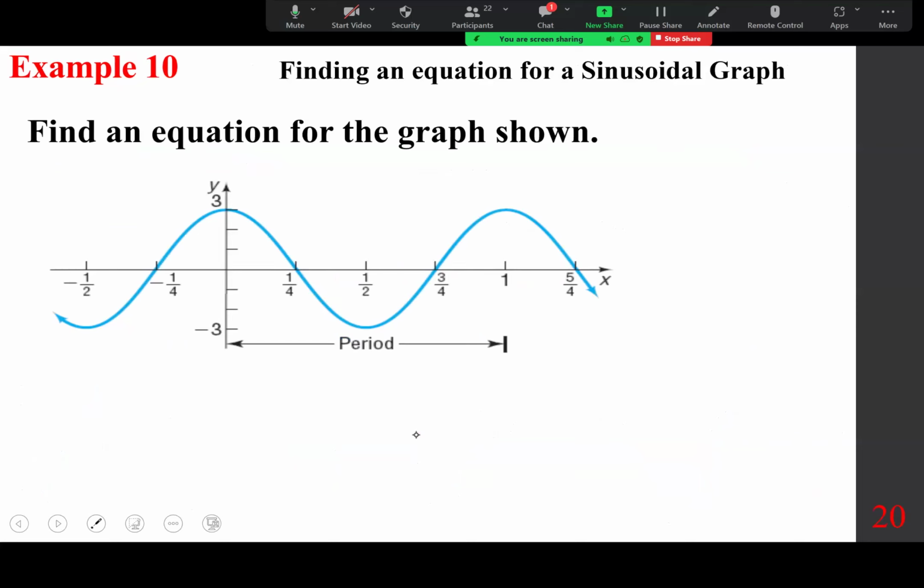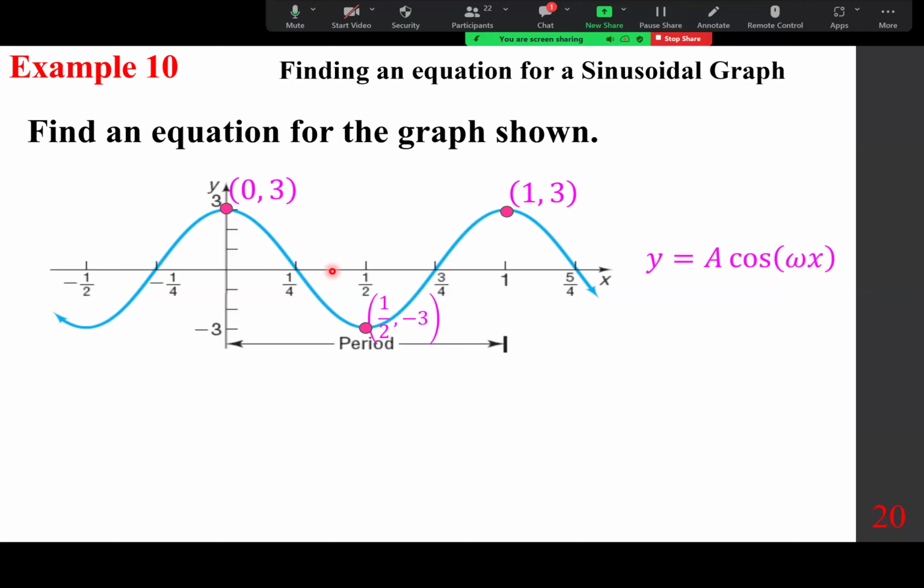Find an equation for the graph. So I hope you recognize this as a cosine function. This is 0, 3. This is 1/2, -3. This is 1, 3. And it looks like cosine. So you're going to write y equals a cosine omega x.